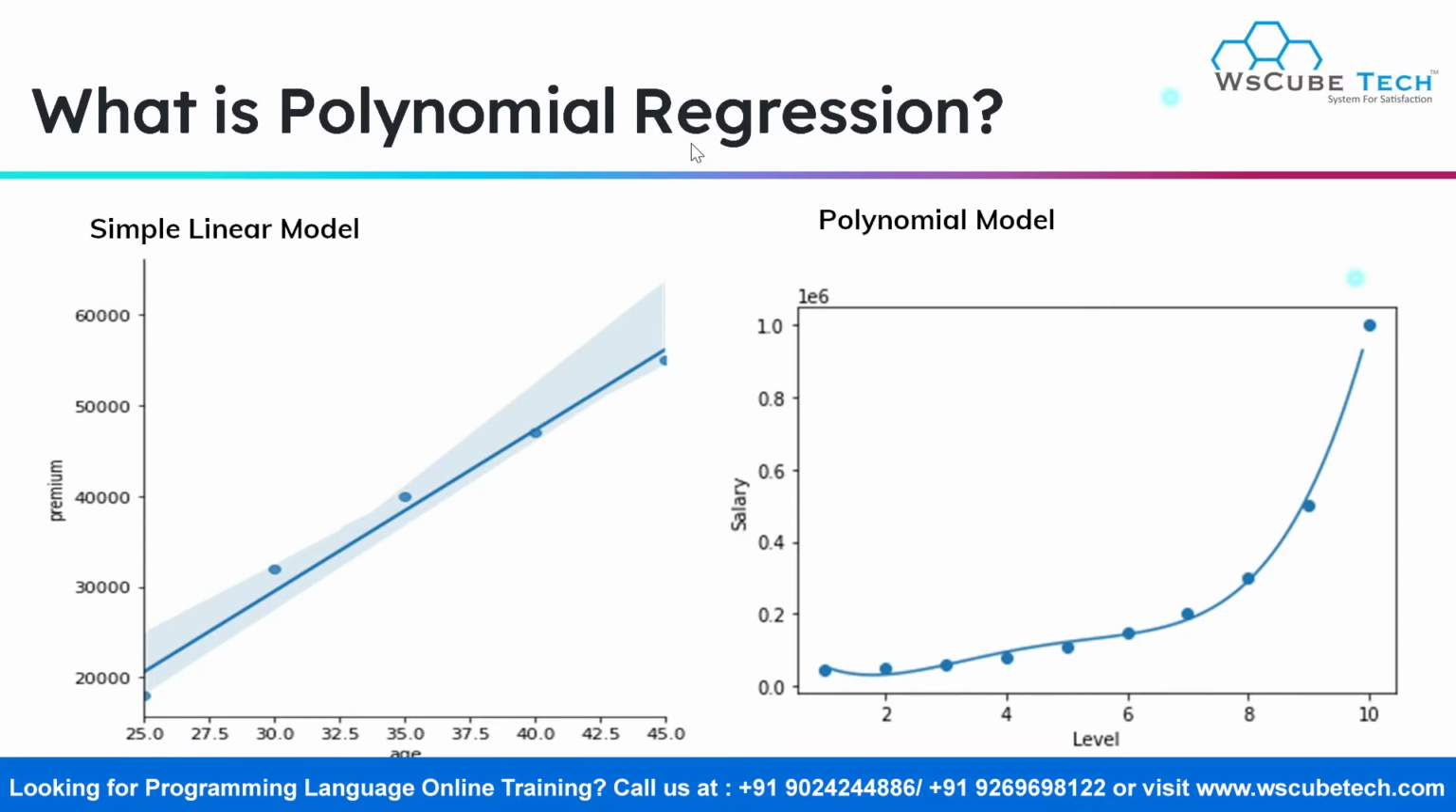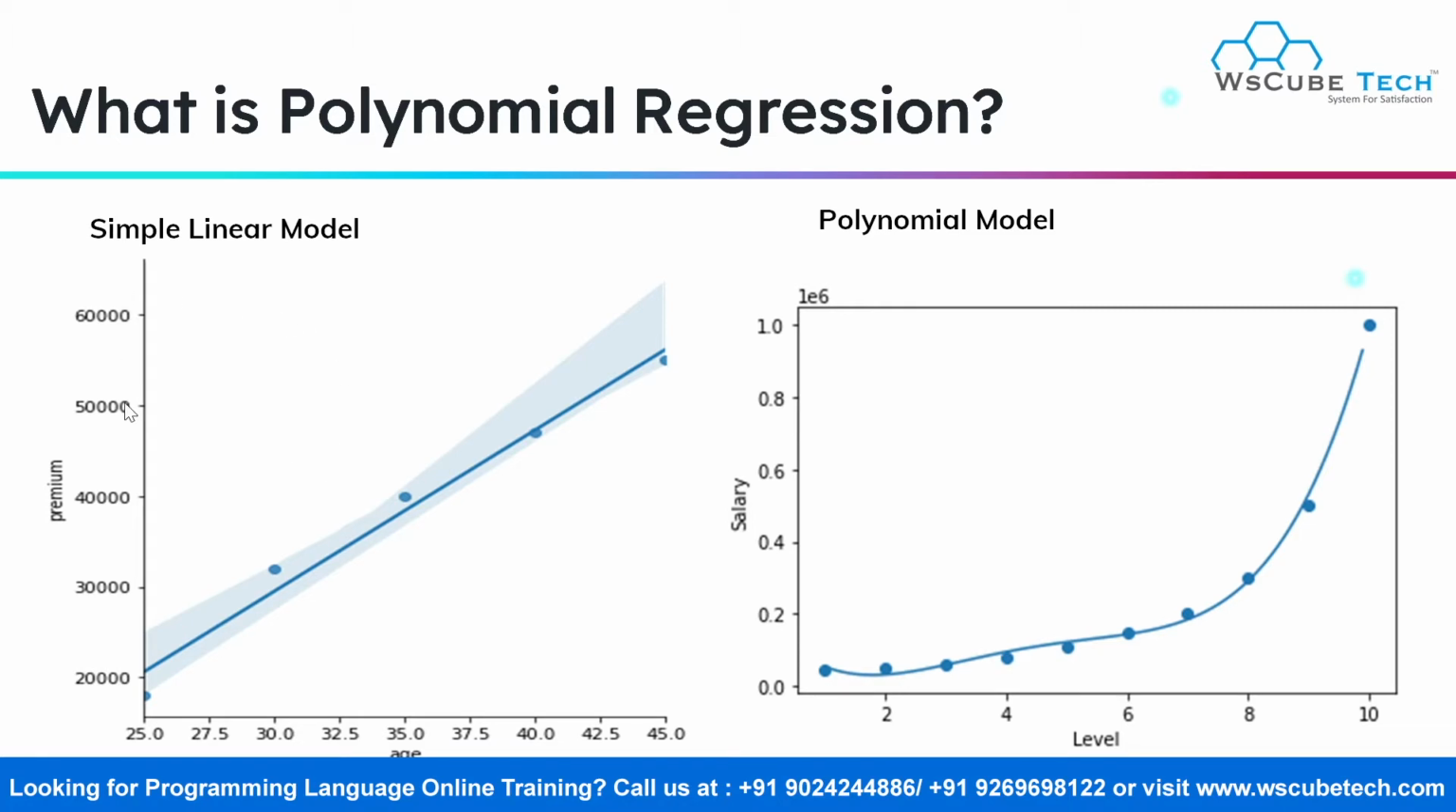So what is polynomial regression? As you can see, I have these two graphs over here, and if you observe them carefully, in this first graph the data points inside our data set are in a linear fashion, whereas in this case, you can observe that our data points are in a non-linear fashion.